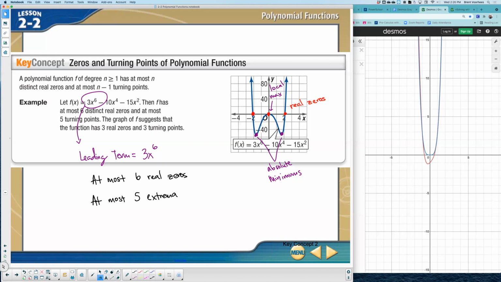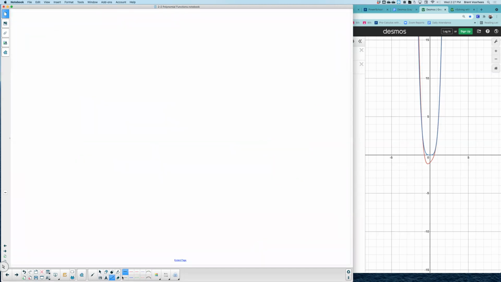And you might be thinking, wait, why 5 if the power is 6? Is that a typo, Mr. Voorhees? No, that's not a typo. The number of turns in a graph, or changes of direction, is always 1 less than its power. I think it'll click when I just give you some basic examples. So here, I'm just going to go off the packet for a moment.